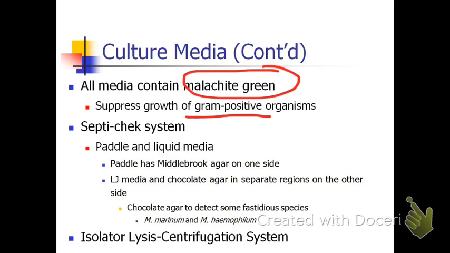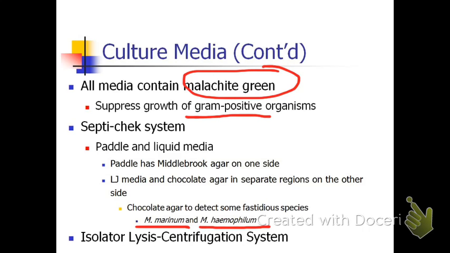Then we also have the liquid medium such as the Septicek. It is a paddle and liquid media. Okay, so the paddle has the Middlebrook agar on one side, and then the LJ media and chocolate agar in separate regions on the other side. So the reason why we include the chocolate agar is to detect the presence of Mycobacterium marinum and Mycobacterium haemophilum.